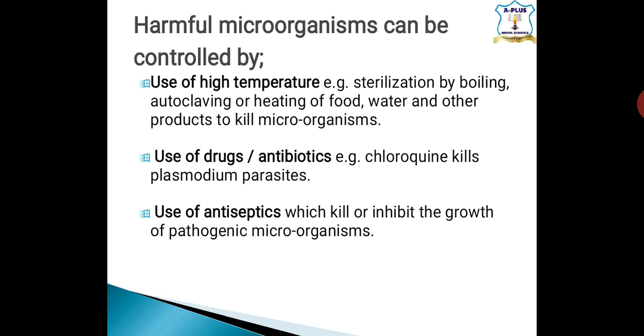Another one is use of antiseptics. You notice that we've been seeing some antiseptic soaps. Mention types of antiseptic soaps that we have. You know some of them. These antiseptic soaps help to kill or inhibit, that means stop, the growth of pathogenic microorganisms. We have a series of antiseptic soaps. I don't want to mention the name of any soap so that I will not be advertising soap, but you know the antiseptic soaps that you are using at home.